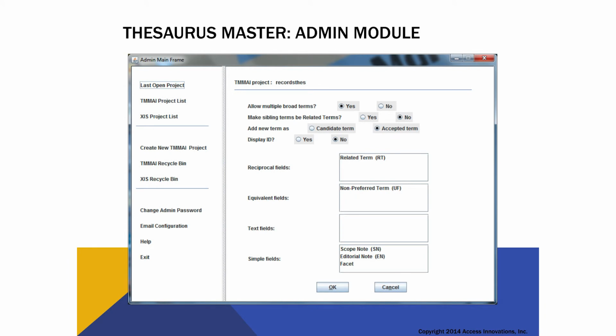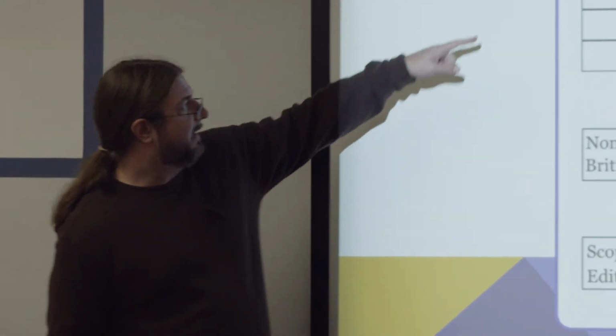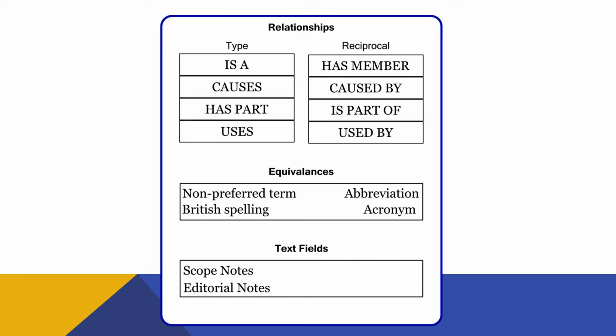So, this is the familiar admin module from Thesaurus Master, where you can set the reciprocal fields, the equivalent fields, the text fields, and a few other buttons. So based on this design, we're going to design an admin module for Ontology Master, where you can define all the relationships you need. What I left out here was which ones are broader, narrower, and which ones are associative.